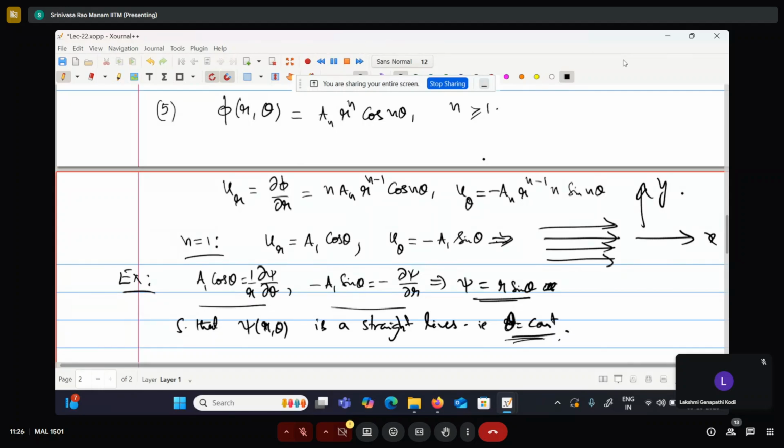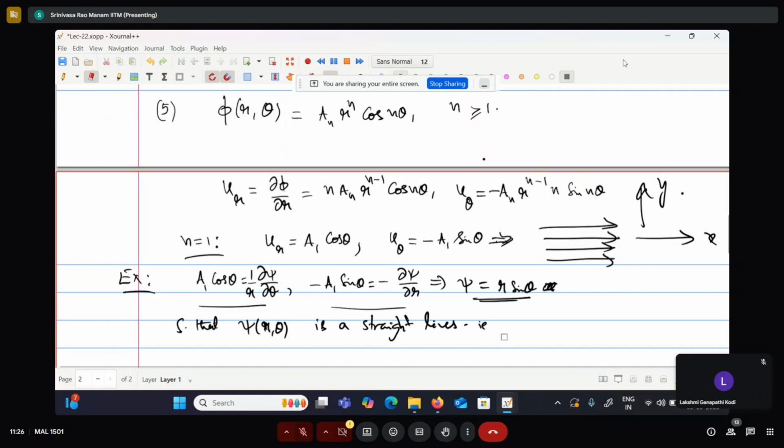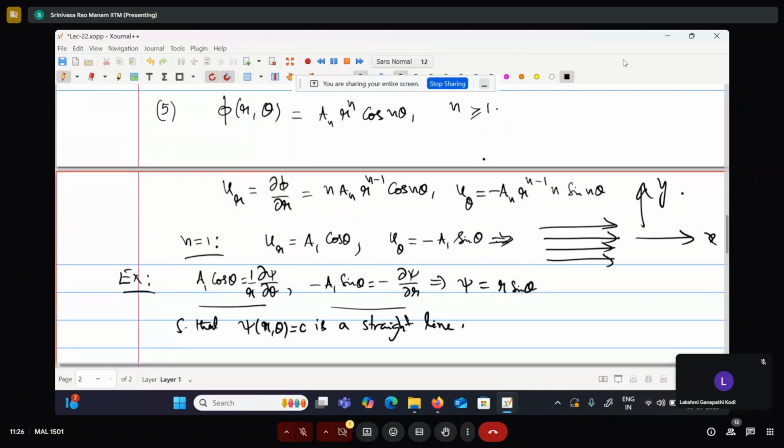So that means psi equal to constant is a straight line. You have to put it equal to constant. Okay. Understood now? Hello? Yes, sir. You ask me the question if you need something.